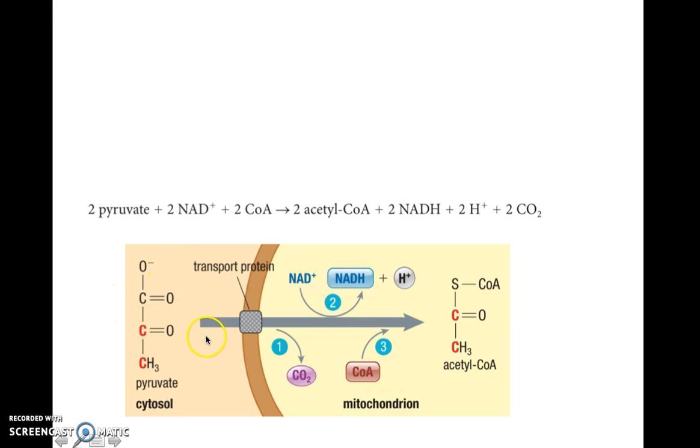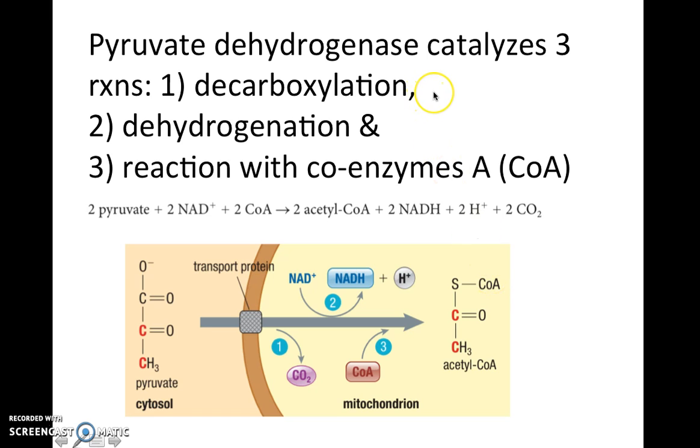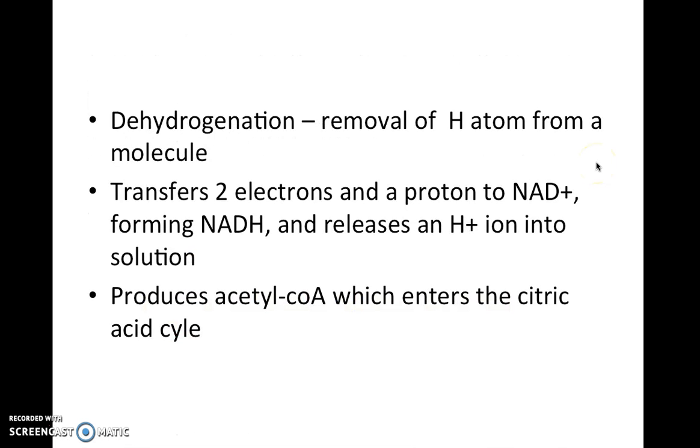So we have pyruvate. It goes with a transport protein into the matrix of the mitochondria. And 3 things are happening. One, a carbon is removed. So we go from a 3-carbon molecule to a 2-carbon molecule. NAD plus is picking up electrons, plus hydrogens are being picked up. And coenzyme A is attaching itself, forming acetyl-CoA. So now it's ready to go into the next phase. So we have a decarboxylation happening, a dehydrogenation, and a reaction with coenzyme A. Now acetyl-CoA is ready to enter the citric acid cycle.